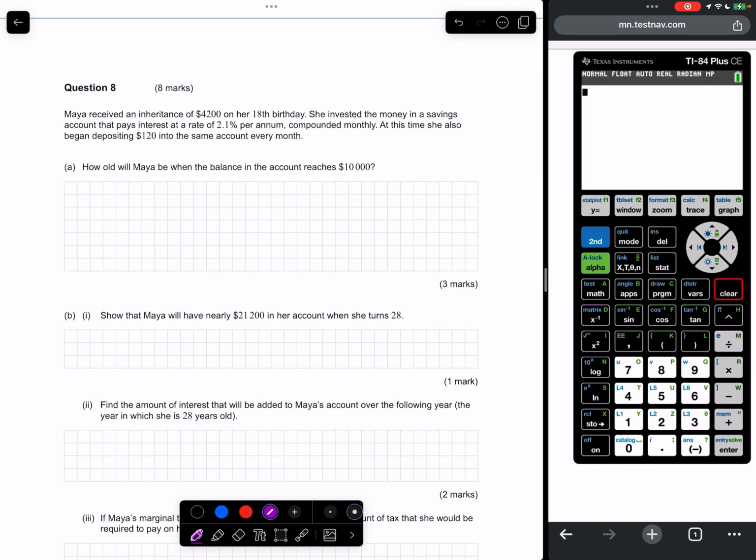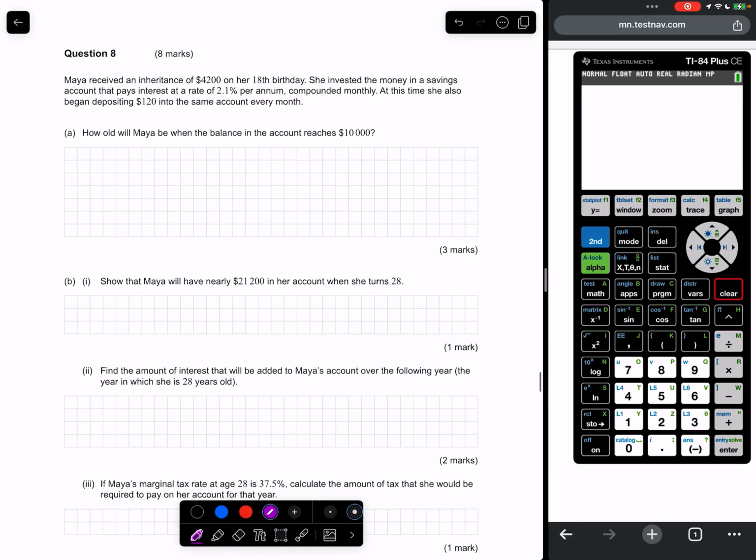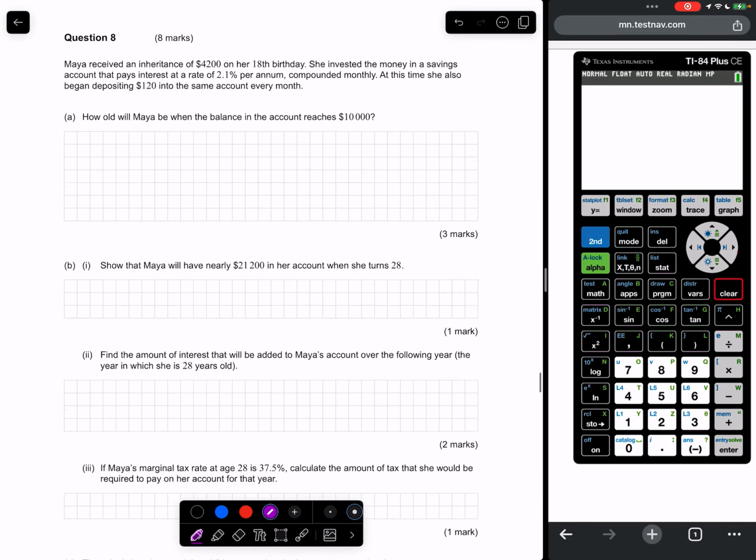Maya received an inheritance of $4,200 on her 18th. 4,200, that's probably important, the 18th. She invested the money in a savings account with interest rate 2.1%, compounding monthly. She also began depositing $120 into the same account every month. How old will she be when it reaches 10 grand?